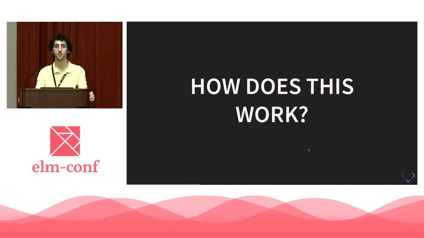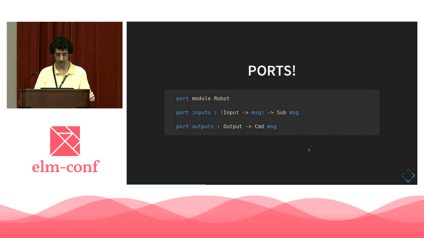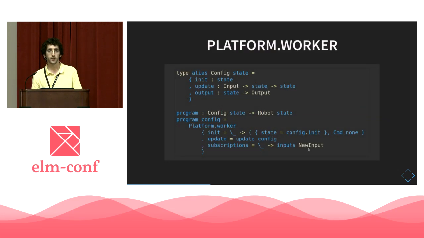But how does this work? How is this implemented under the hood? And the answer is ports. There's no native code or anything hacky like that. We just need to bridge between the JavaScript API and the Elm program. So we have a port for inputs and a port for outputs. And then the entry point of the application becomes this platform.worker, which, if you haven't come across it, is in the Elm core libraries, and it's basically an Elm program, but without a view function. So you get your model, update and subscriptions, but just no view.